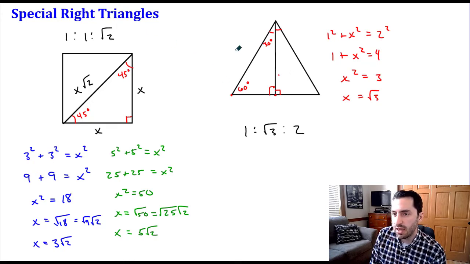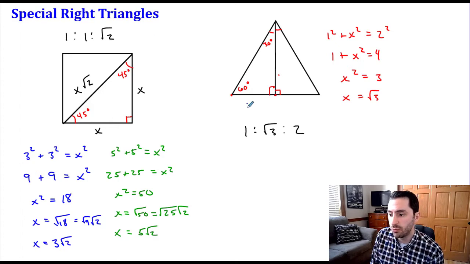So let's say that our short leg, let's say this has a length of 100. Then our hypotenuse has to be twice as big as that. So this has to be 200. And then the longer leg, the side that's across from the 60-degree angle, is going to be this short side times the square root of 3.